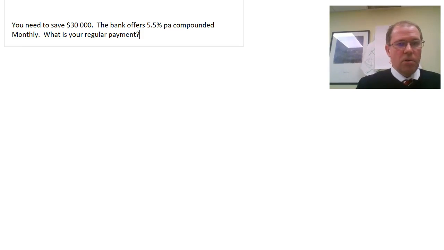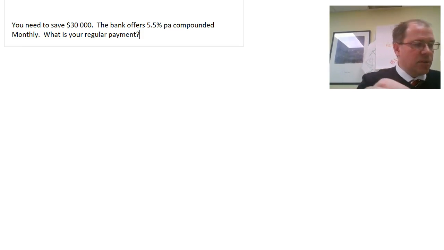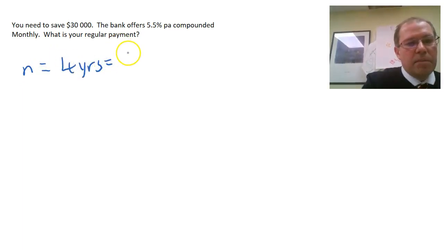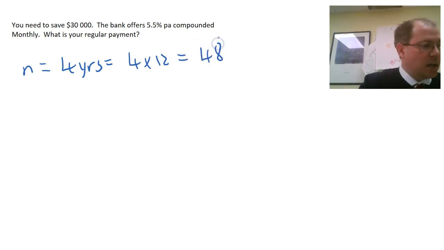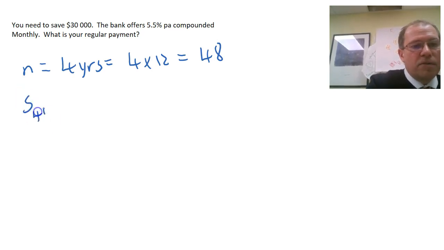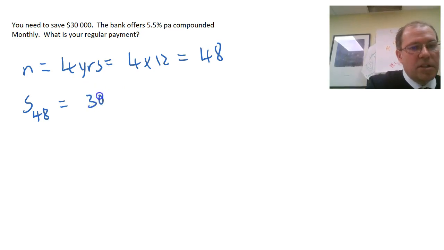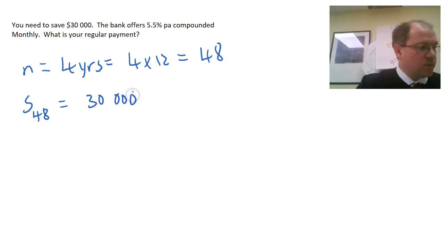So let's say we want to do this over 4 years, so we know the period. If it's 4 years, because we're paying monthly, it's 4 times 12, so my number of periods is 48. So we know the sum of the first 48 terms of the geometric series is $30,000. We know that as well.